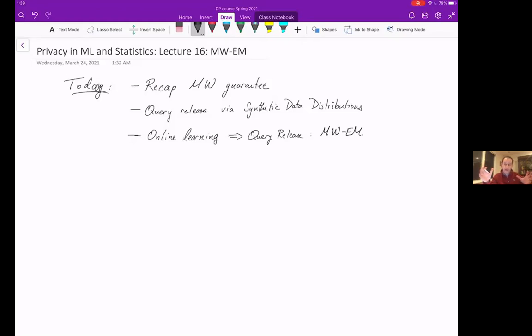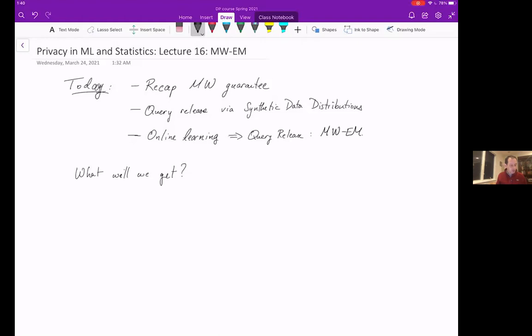And finally, the bulk of the lecture is going to be about this connection between online learning and query release via synthetic data. Specifically, we'll see one algorithm called multiplicative weights via the exponential mechanism, or MWEM for short. And we'll see exactly what it gets us. So, before we go into the actual material, let's get a preview of what we'll get out of this.